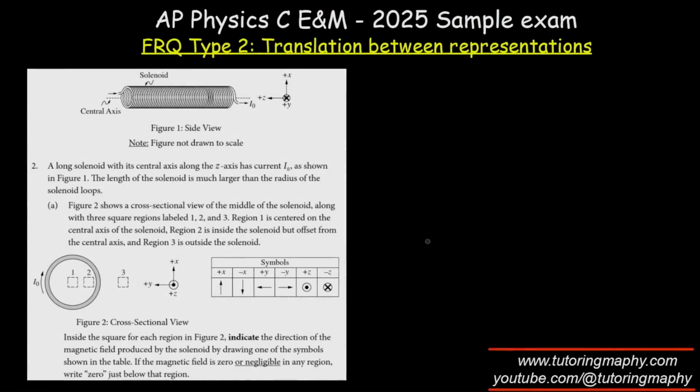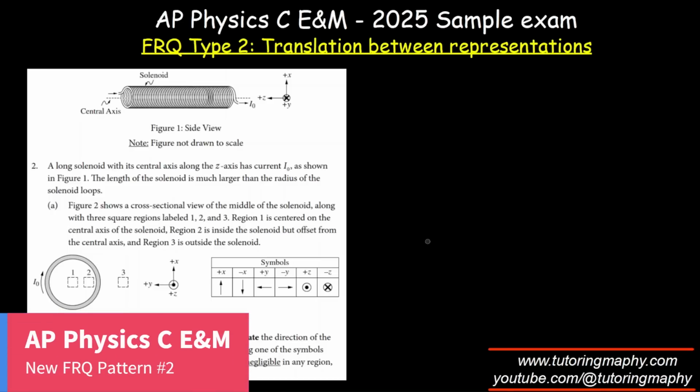Right, FRQ 2 for AP Physics C E&M in the sample question. This is for the sample exam, sorry. This is relatively straightforward compared to question 1. But let's see, it's a good question, a conceptual one.